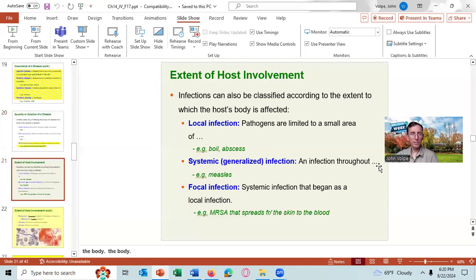Okay, let's go on just a little bit further. Let's talk about the extent of host involvement. Infections can be classified according to the extent to which the host's body is affected. A local infection is where the pathogen is limited to a small area of the body, such as when the patient has a boil. It can be caused by Staphylococcus aureus. The Staphylococcus aureus is not causing boils all over the skin, and so the pathogen is limited to a small area around the boil.